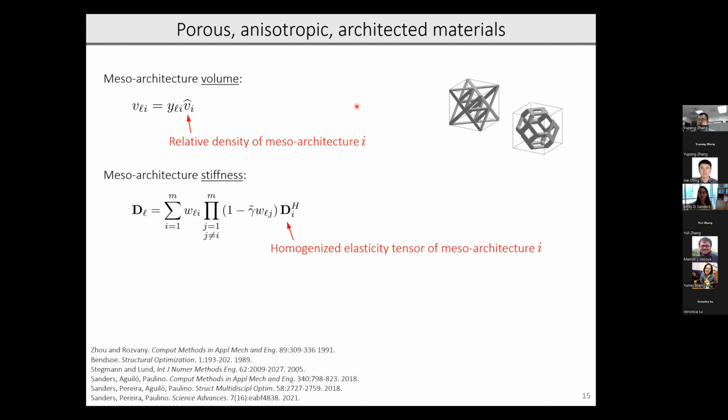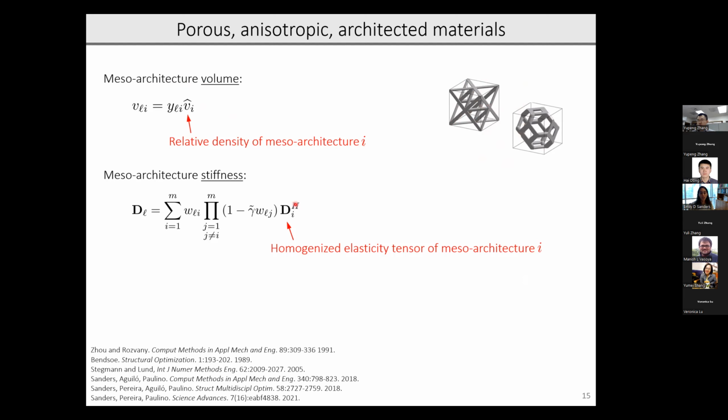And in the first portion of this presentation, I'm going to focus on lattice-based architectures that are characterized by a periodic tessellation of some unit cells, okay? To handle architectures like these, we need to account for two things in the optimization. When we compute the volume of our part, of course, we need to account for the fact that these things are porous. So we need to account for their relative density.